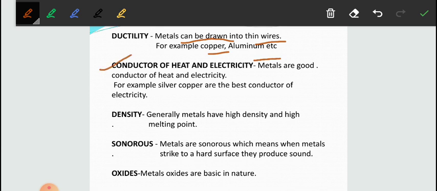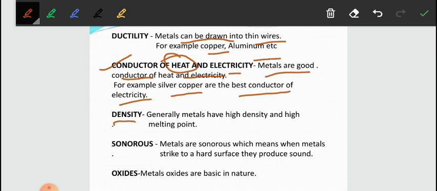Next one is conductor of heat and electricity. Basically, metals are good conductors of heat and electricity because they are donating electrons. So they contain some cations, means positive ions, because they are losing electrons. So they can conduct electricity very easily, and those which can conduct electricity are good conductors of heat also. For example, silver and copper are the best conductors of electricity.